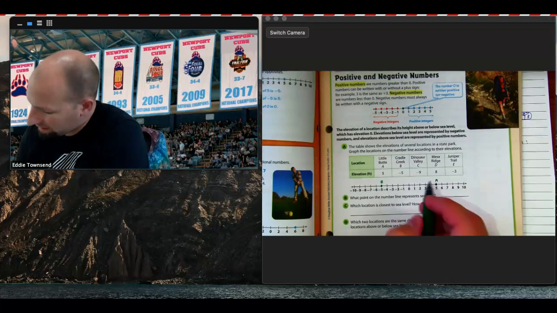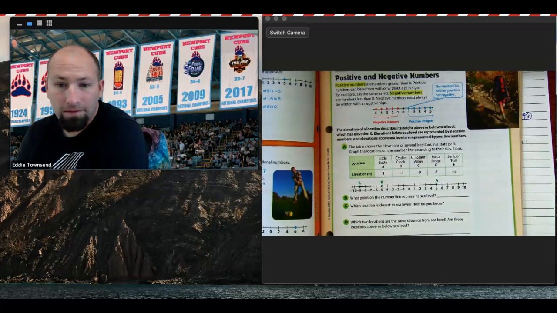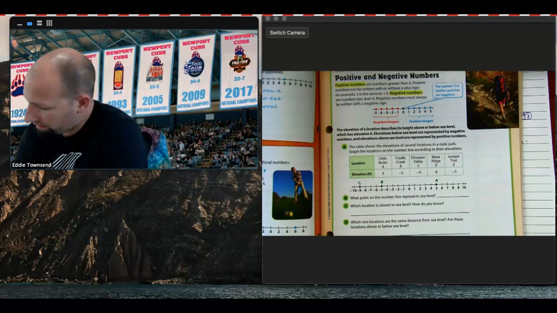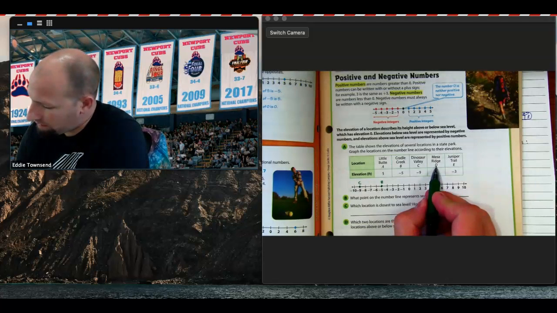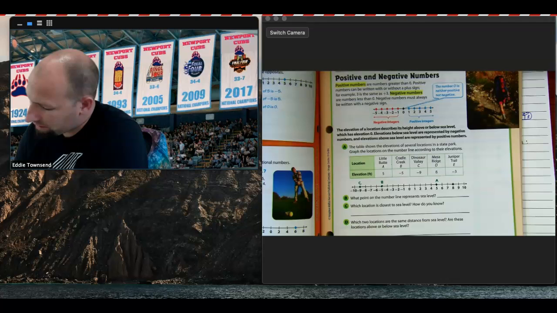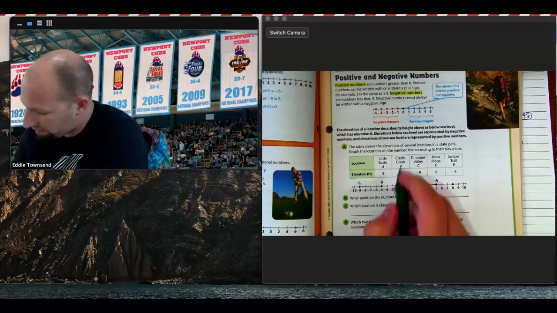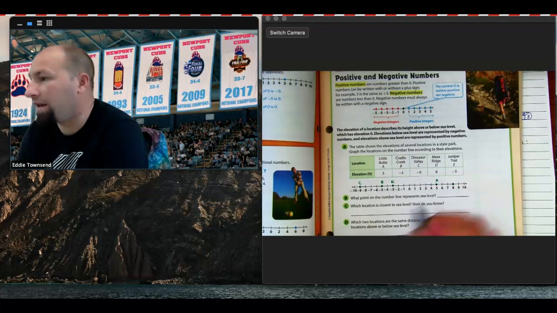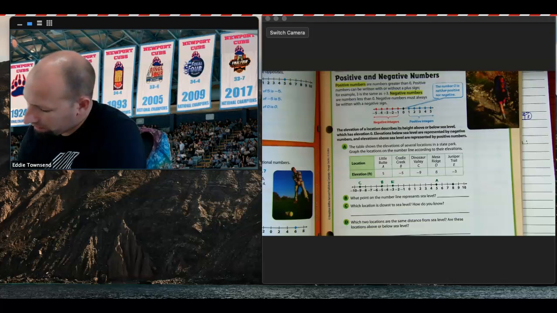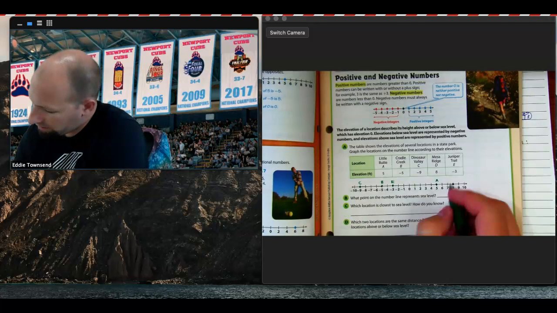Dinosaur Valley would be C, and that's -9. So don't go in the positive because it's +9. -9 is back here, so that'd be C. Then Mesa Ridge, D, 8. And Juniper Trail, E, is -3. So we go back 1, 2, 3. We label that E. Okay? So what point on the number line represents sea level? Sea level is when the elevation is 0. Okay? So it would be 0.